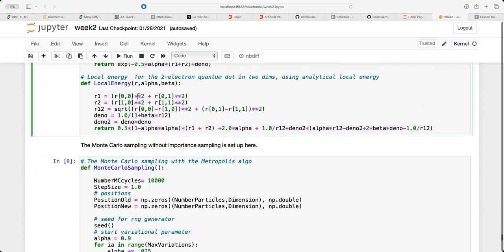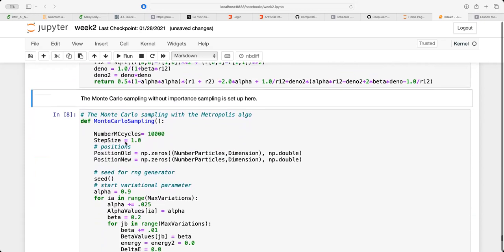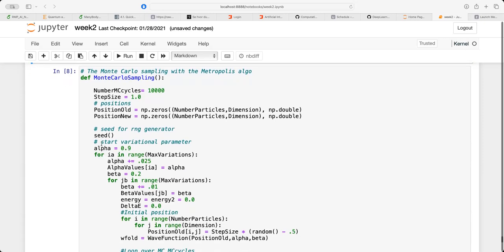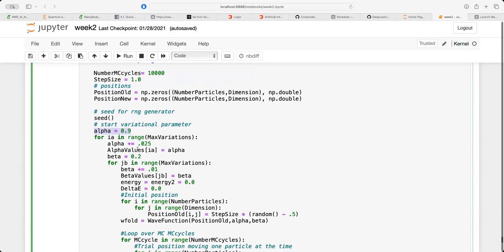Then, after we've done this, we have defined the wave function and the local energy. Here comes the Monte Carlo calculation in 3 dimensions. So I have the positions, I define the number of particles, the dimensions. So you can do this in 1, 2, or 3 dimensions if you want. Then I start with a variational parameter because I have the minimum at 1 if it doesn't interact. So I start with 0.9. So I define a set of variational parameters.